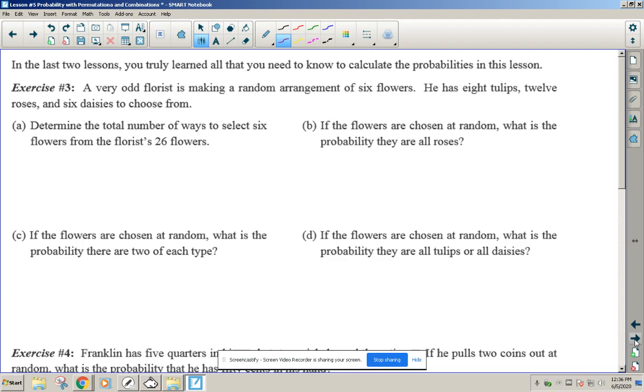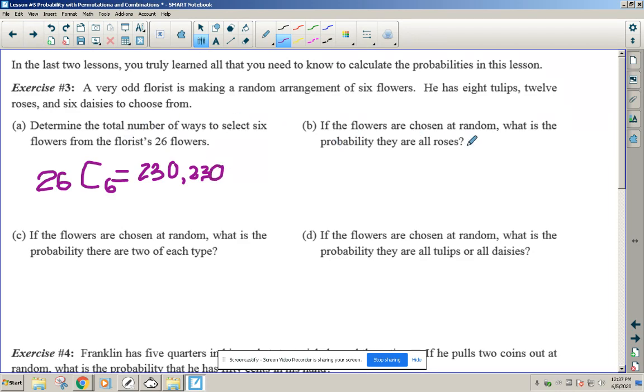So let's do a couple more, just because we have to make sure that you guys grasp what we mean with the probabilities. This florist has 26 flowers, and this florist is going to choose or select 6 of them. So out of the 26 flowers, you choose 6. You have 230,230 different ways you could do this. So that's a lot of ways.